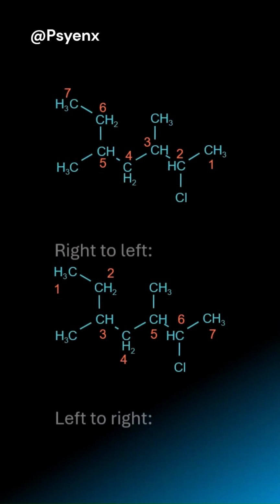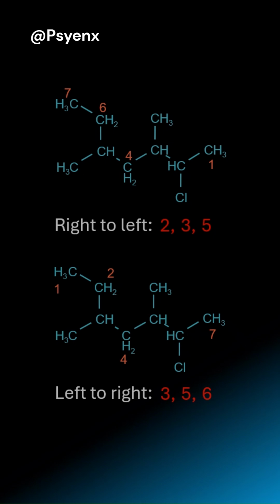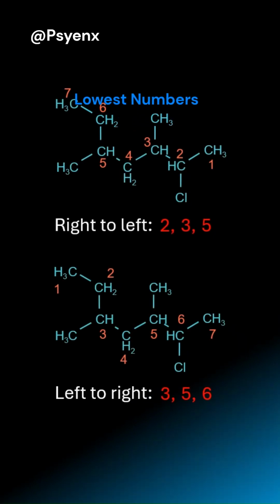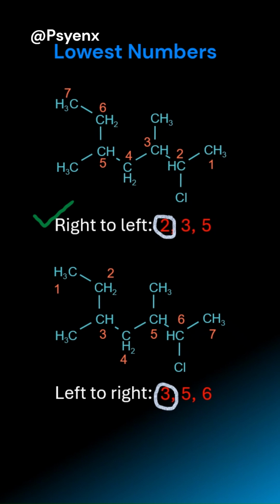Now, when we number carbons, we have 2 options of which side we start counting from. From right to left, as we just did, the 3 substituents land on carbons 2, 3, and 5. If counting from left to right, they land on carbons 3, 5, and 6. Here is the golden rule. We must always choose the numbering direction that gives our substituents the lowest possible numbers at the first point of difference. In this case, this is the first point of difference. 2 is smaller than 3. Counting from right to left is the correct path.